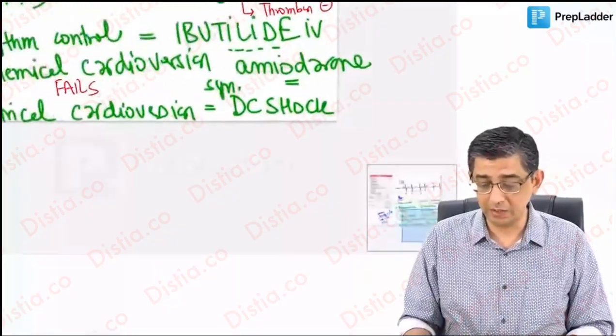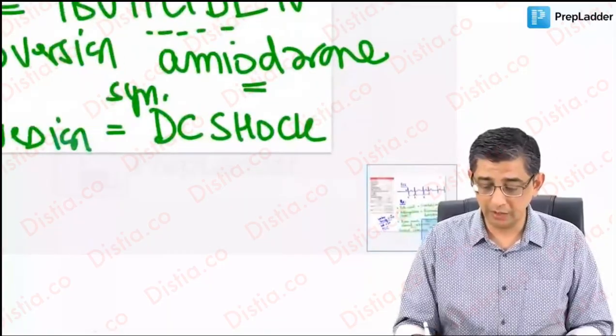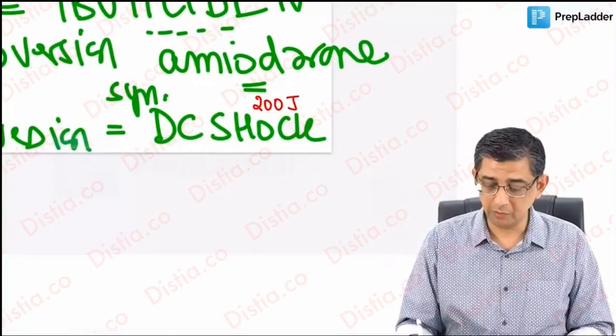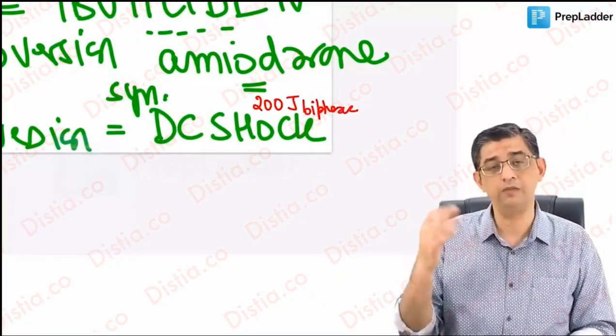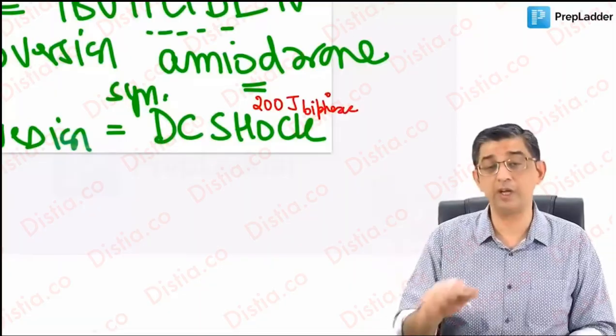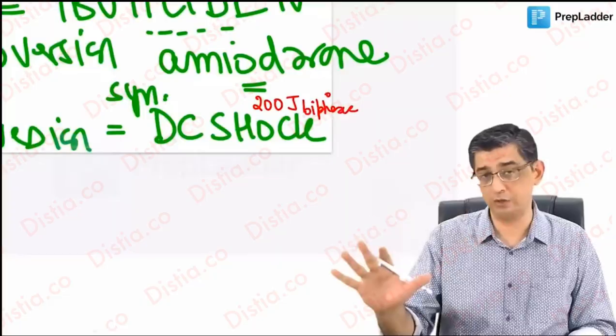So a synchronized DC shock will do the trick here, and the intensity of DC shock that would be given here will be 200 joules biphasic. Whatever value I tell you, after that I may or may not write the word biphasic every time, but it is implied it is always biphasic.